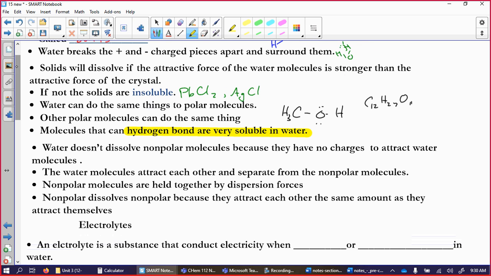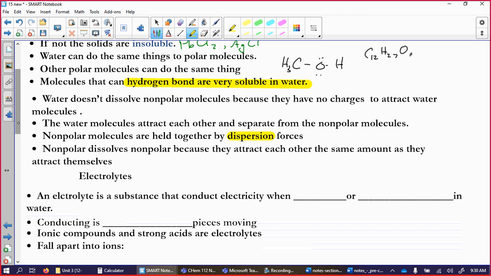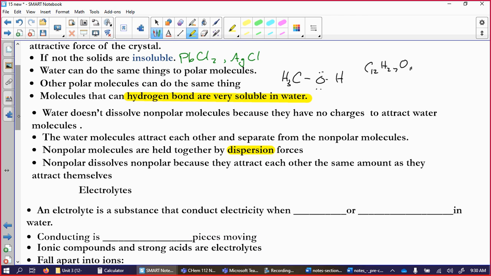Water doesn't dissolve nonpolar molecules because there are no charges or polarity to interact with. Water molecules attract each other and separate from the nonpolar molecules. Nonpolar molecules are held together by dispersion forces, which we talked about. The attraction between nonpolar things is similar, so those will dissolve in each other. Carbon dioxide will dissolve in oil.